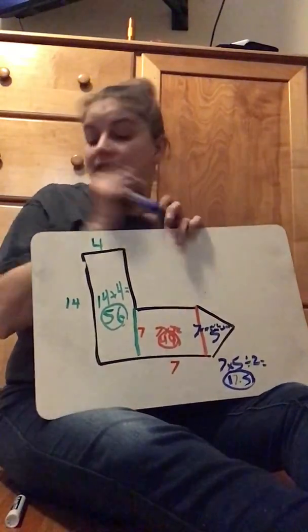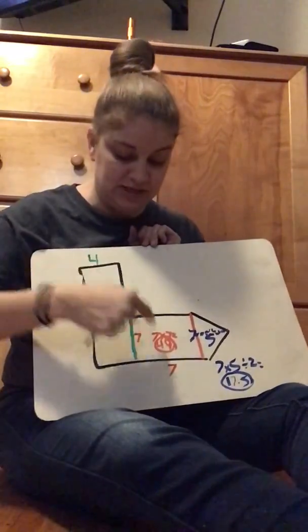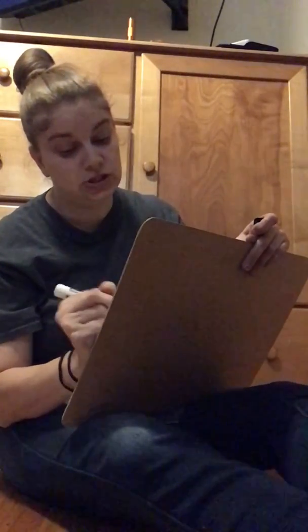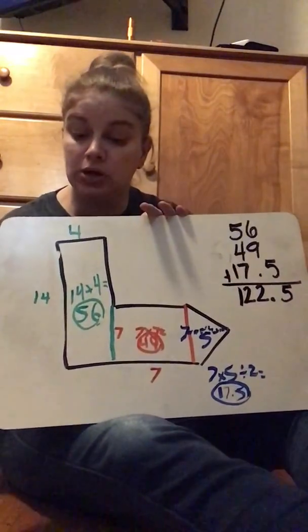So now I'm going to go back and I'm going to add all 3 of those shapes. This rectangle, and this triangle. So it is 56 plus 49 plus 17.5. And when I add all those up, I would get 122.5. So that is how you would answer number 8.